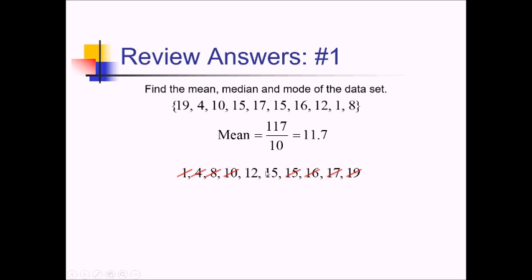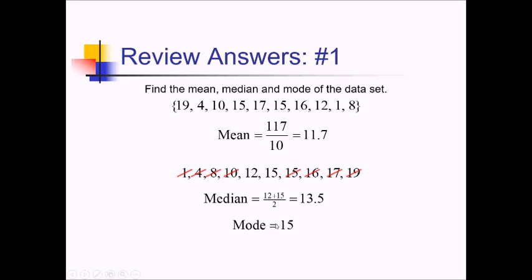So we've got, let's see, 12 plus 15 over 2. And that's going to be 27 over 2, which is 13.5. So there's our median. The mode is just the number that appears the most, which is easy to see if you have this put in order. It looks like the only number that's even repeated at all is this 15, so that would be our mode.